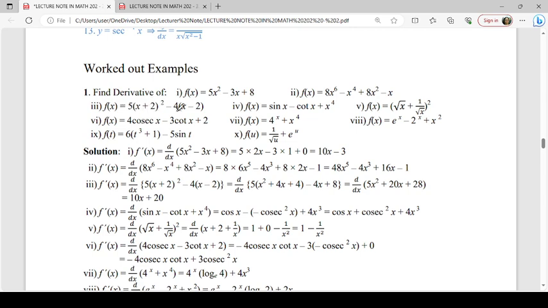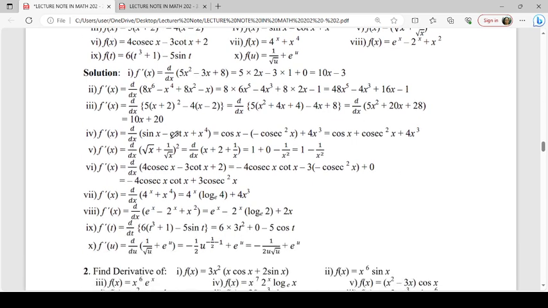Now this one, 5 into (x plus 2) whole square. Here we apply the chain rule, or rather, we are expanding this. So (x plus 2) whole square is x square plus 4x plus 4, then minus 4x plus 8. So this is by expansion, and we are simplifying this. This is an algebraic function, a polynomial.